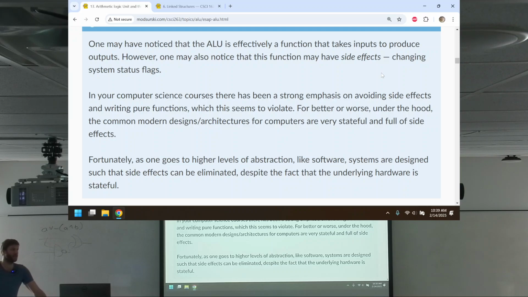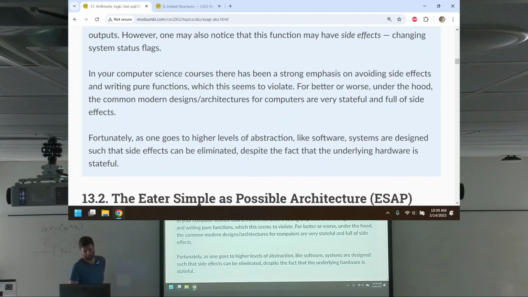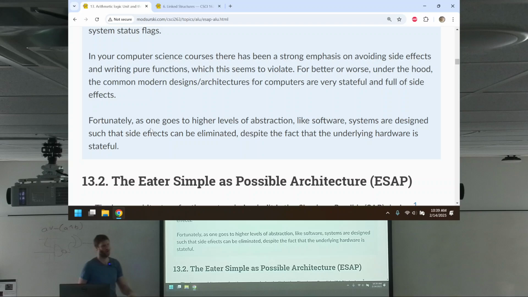In your computer science courses, there's been a strong emphasis on avoiding side effects and writing pure functions, which this seems to violate. Yeah, for better or worse, under the hood, the common model design architectures for computers are very stateful. So side effects are going to be a thing. But fortunately, we don't have to go far up our layers of abstraction to be able to start pretending things can be more pure and not stateful.